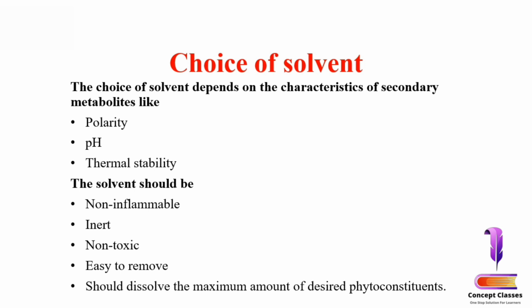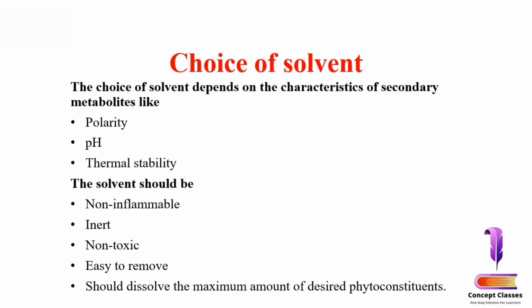Now, what will be the solvent characteristics? What are the ideal characteristics of the solvent? So, the first and most important thing is that the solvent should dissolve the maximum of the desired phytoconstituents. That means the solvent should be able to dissolve the maximum amount of the secondary or the primary metabolites which are intended to get extracted, right?